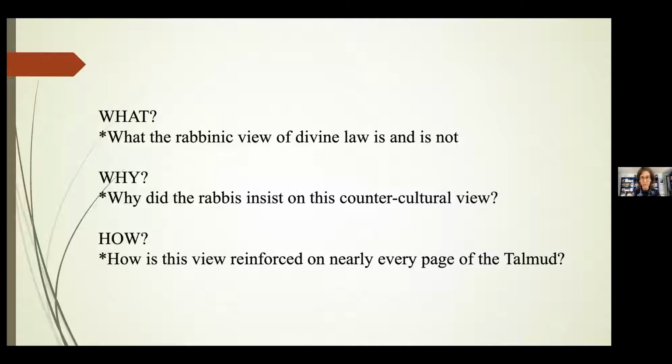So first, what was the conception of divine law that the rabbis rejected? Well, it was the conception of divine law that emerged from the Greek philosophical tradition. And here I'm going to focus on the Stoics, because it was a popular version of their view that would pervade the cultures of the ancient Mediterranean. So what was that view?